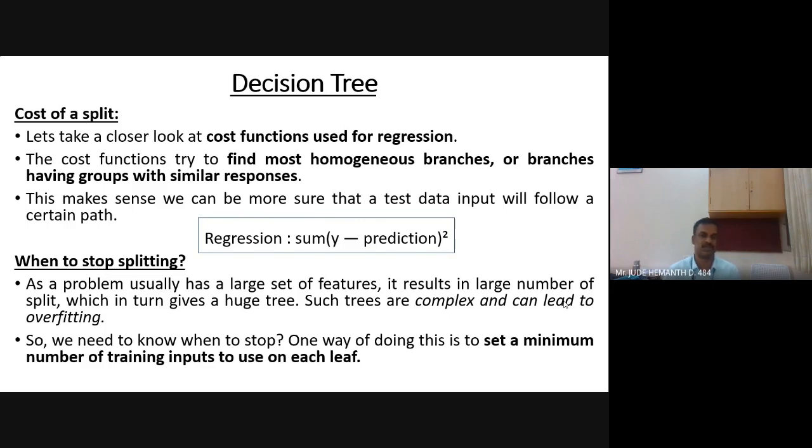When to stop. So one way of doing this is to set a minimum number of training inputs to use on each leaf, right? You cannot have many leaves. If you have many leaves, that means there are many branches, right? So try to categorize your data in the same homogeneous group as much as possible. Try to minimize the number of external leaves, right?